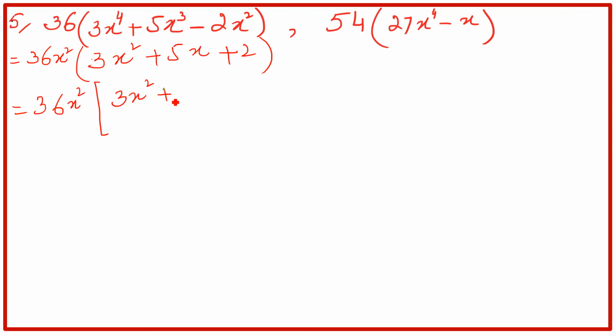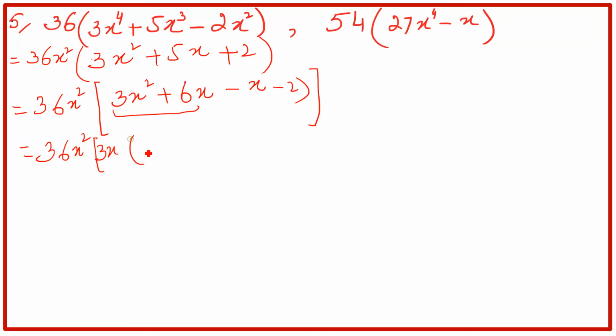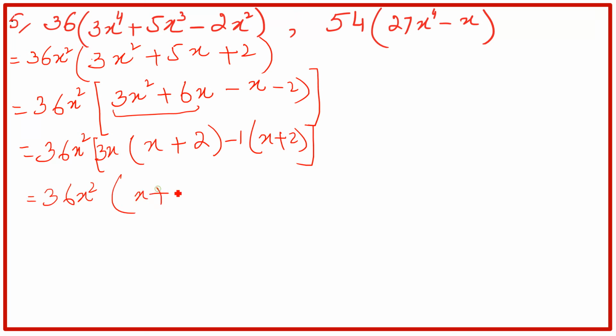3x square plus 6x minus x minus 2. 36x square, from here we can take 3x common. Here will be x plus 2 minus 1 (x plus 2). Both parentheses are same, so we can take only one parenthesis, x plus 2, as a common. Remaining is multiplied by 3x minus 1.